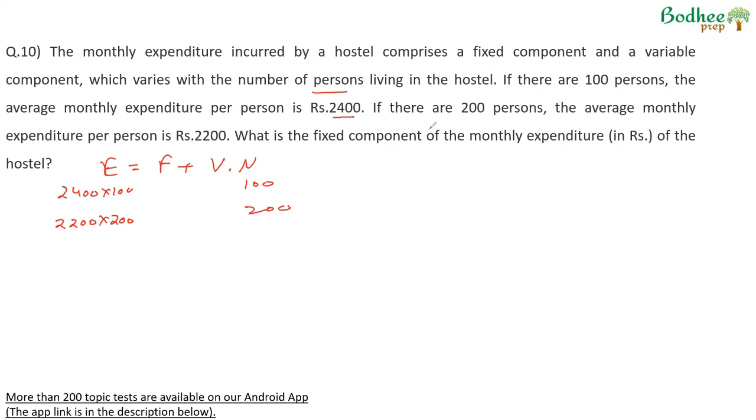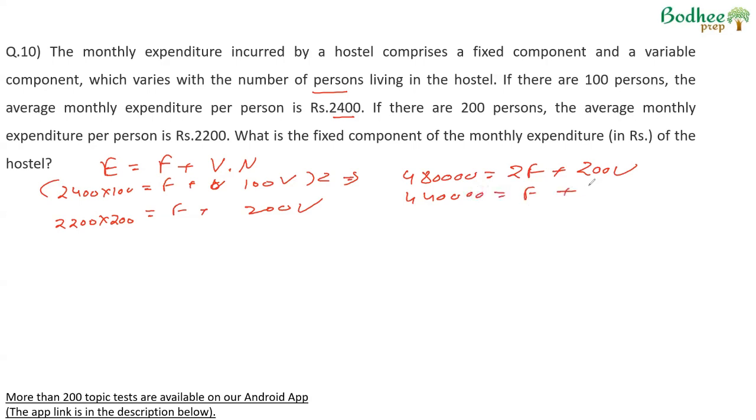We can make equations here. F plus V, F plus V. So 100 into V, 200 into V. So what I'm doing is, since I need the value of F, I multiply this by 2 and write it as equation 1. 24 into 2 is 48,0,000, which is equal to 2F plus 200V. This is 44,0,000, which is F plus 200V.